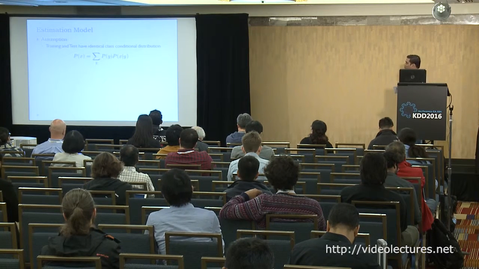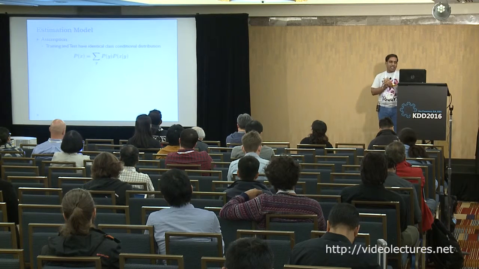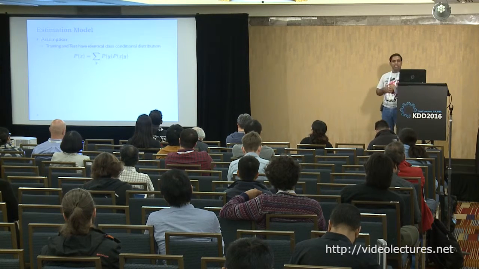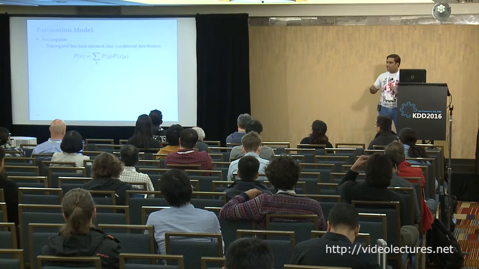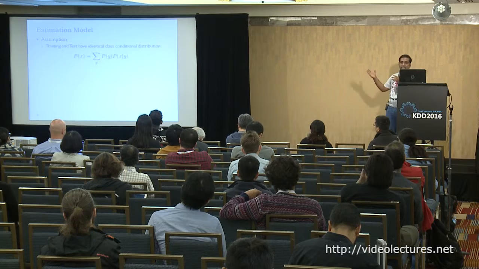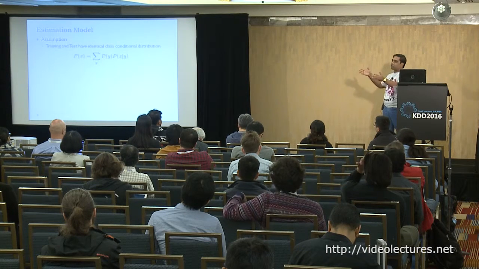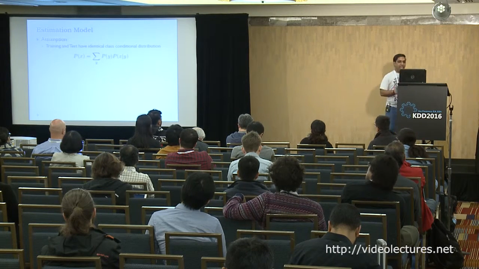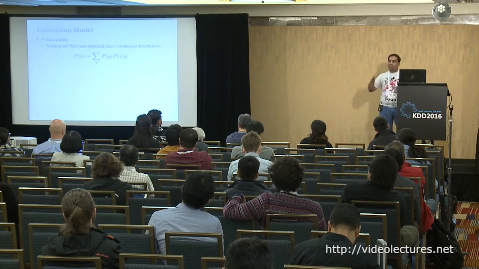Now let's look at this simple equation. This is just marginalization. You have probability of x marginalized over the labels. But the thing to notice is that the probabilities of y that you see add up to 1. And for the class conditional distribution, probability of x given y, we have as many class conditional distributions as there are labels. And each of those marginals is a convex combination of those class conditional distributions.